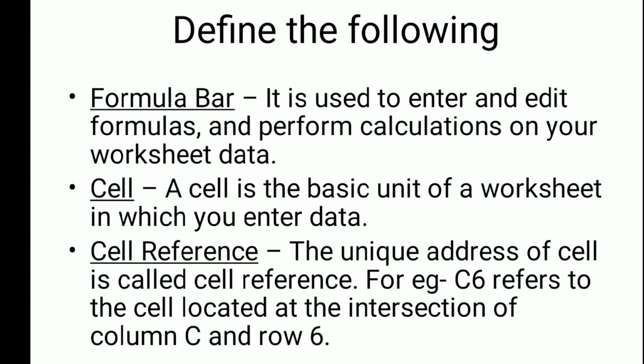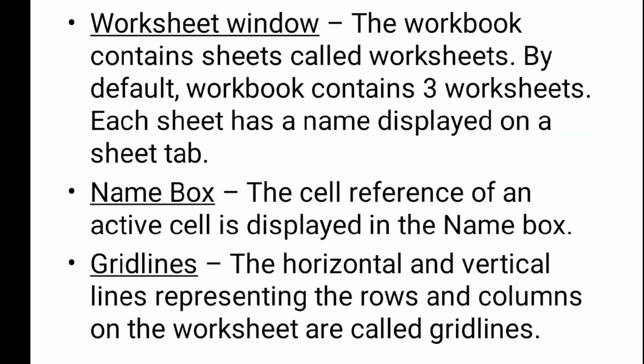For example, C6 refers to the cell located at the intersection of column C and row 6. Worksheet: the workbook contains sheets called worksheets. By default, a workbook contains 3 worksheets. Each worksheet has a name displayed on a sheet tab.